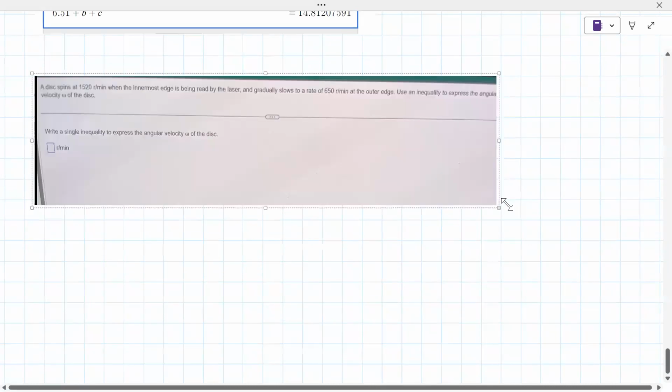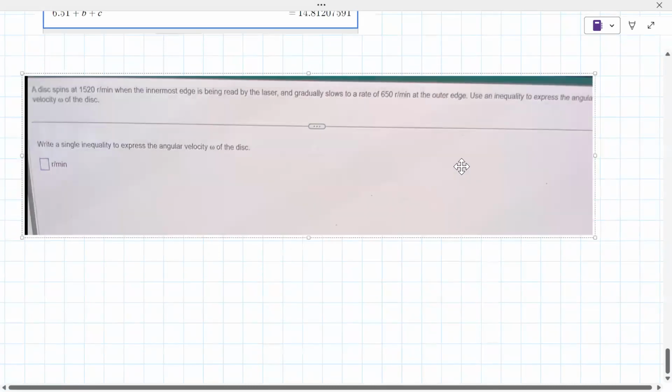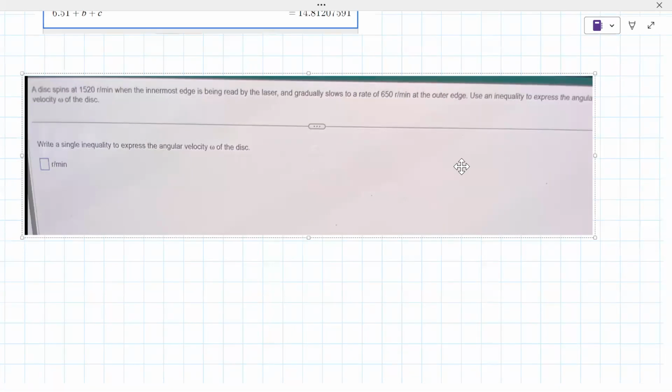This also looks like something we have not done. But let's take a look here. It says disk spins at 1500 R per minute. Revolutions. Well, it could be revolutions, could be radians. I don't know why they would just use the letter R, but revolutions per minute sounds good. When the innermost edge is being read by the laser and gradually slows to a rate of 680 revolutions per minute at the outer edge.